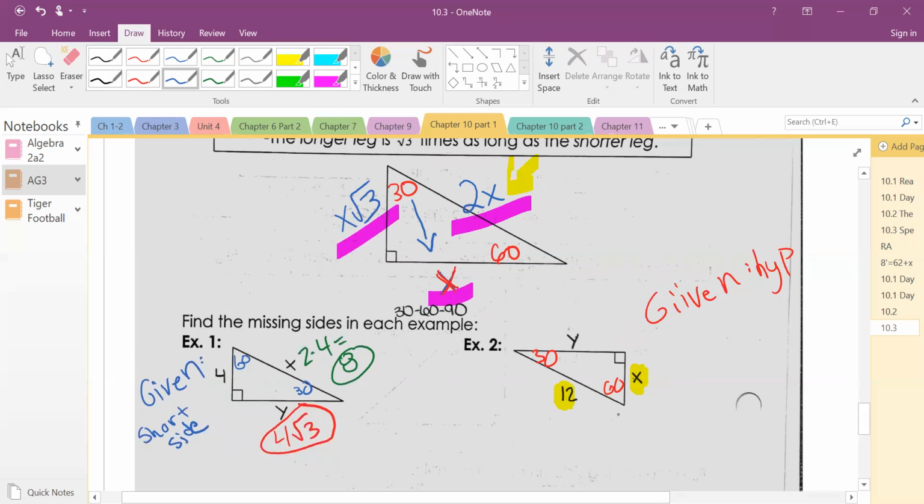Well, we can set up a problem, right? We know 12, the hypotenuse, is going to be 2 times x, 2 times my shorter side. How do I get x by itself? Divide by 2, x equals 6. Done.